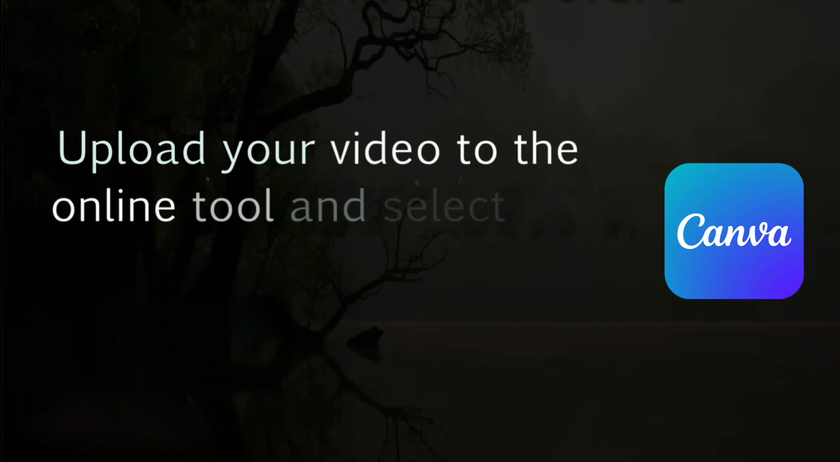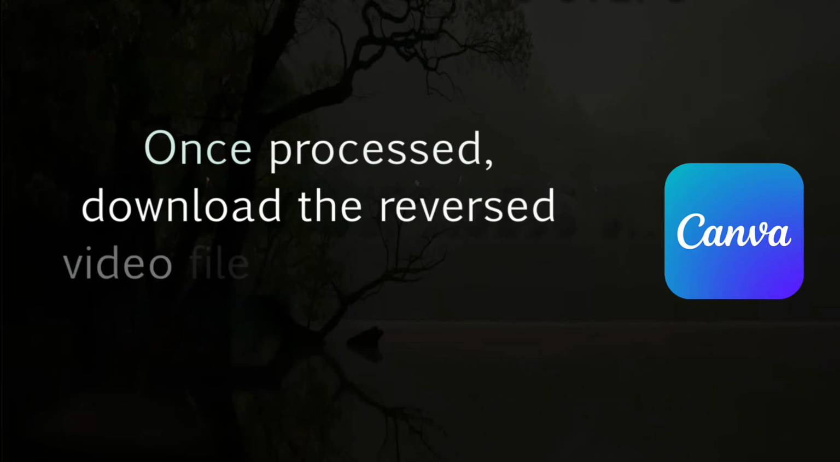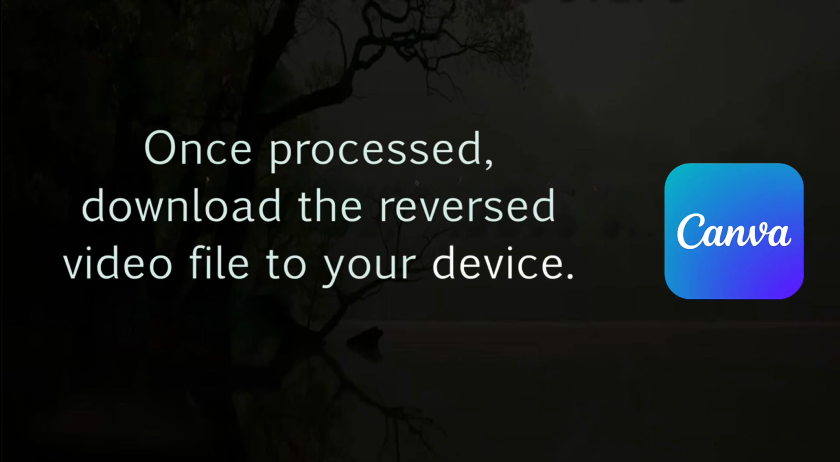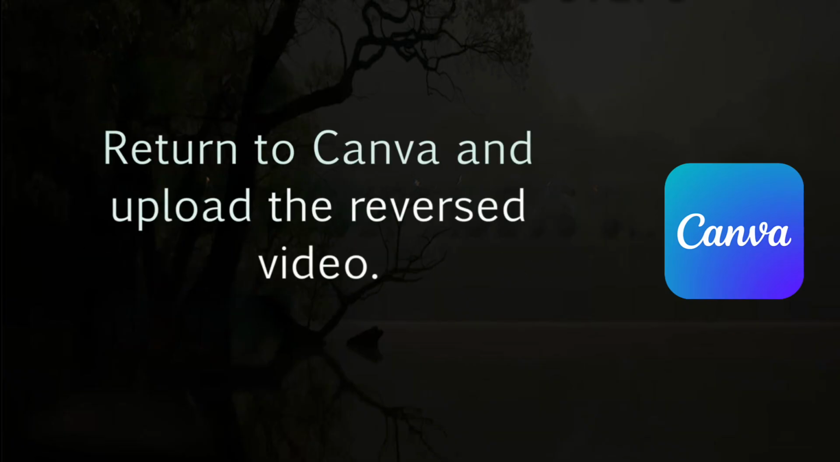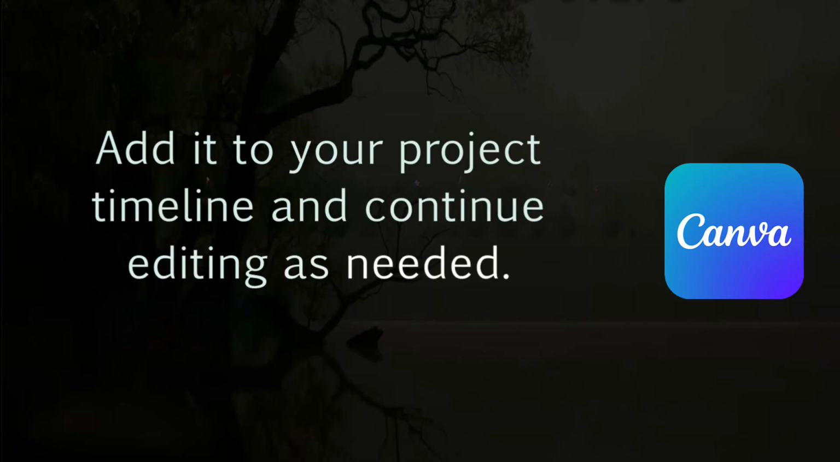Upload your video to the online tool and select the reverse option. Once processed, download the reversed video file to your device. Return to Canva and upload the reversed video. Add it to your project timeline and continue editing as needed.